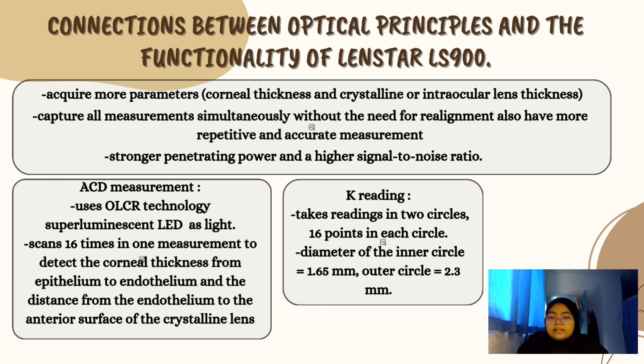For the K reading, the Lenstar takes readings in two circles, which is 16 points in each circle. The diameter of the inner circle is 1.65 mm and the outer circle is 2.3 mm.